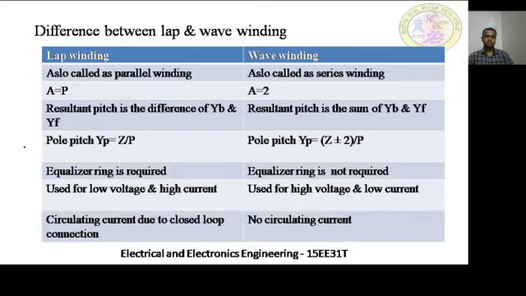The next part, circulating current due to closed loop connection. Circulating current will be present in lap winding due to the closed loop. In case of wave winding, there will be no circulating current at all.